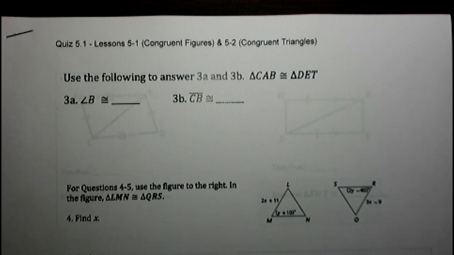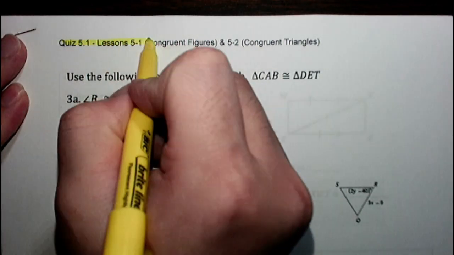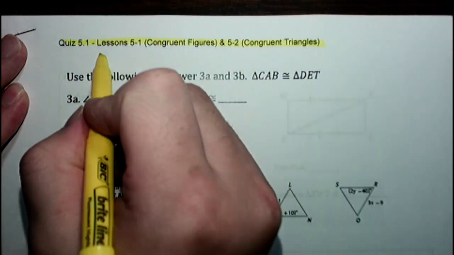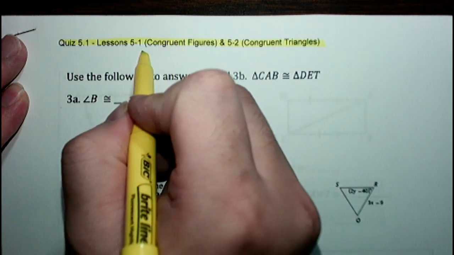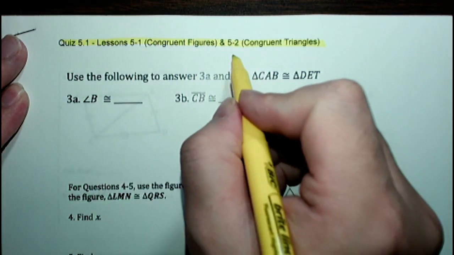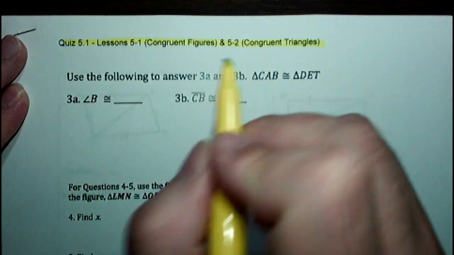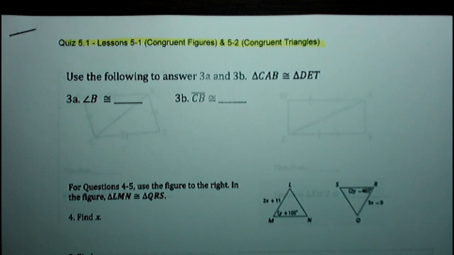All right, welcome. Today we're going to be looking at Quiz 5.1 review, and the quiz is going to go over lessons 5.1 and 5.2. So lesson 5.1 covers congruent figures, and lesson 5.2 covers congruent triangles. So we're going to do some examples here.